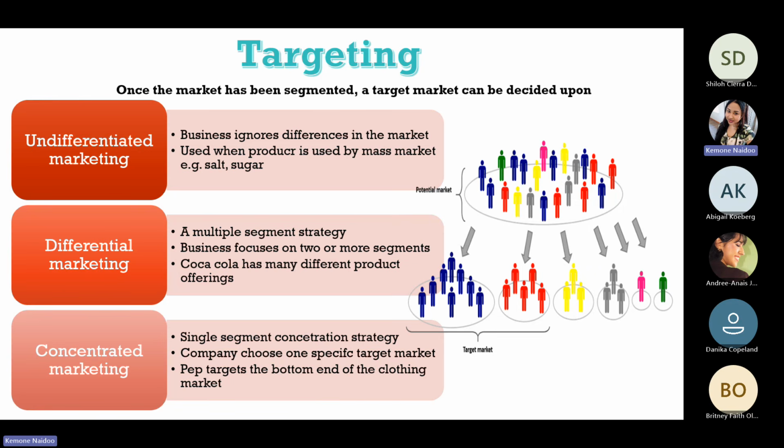So you can segment one specific group of people based on age, gender, like you have price sensitive customers, you have quality sensitive customers. So that is concentrated targeting. Okay, so please know these different terms, know them well, know how to explain them.